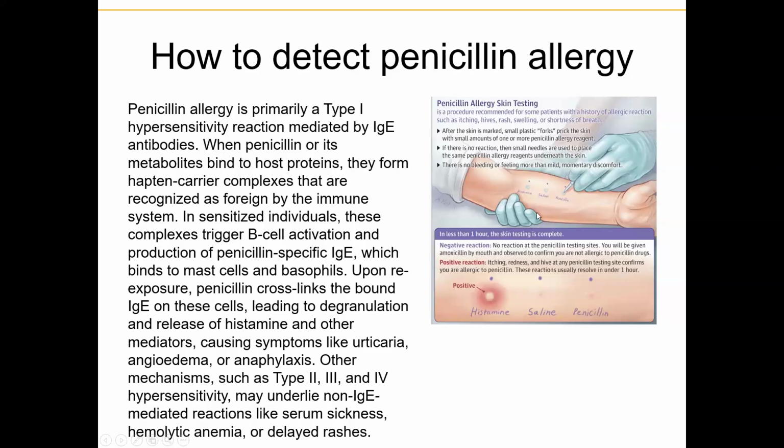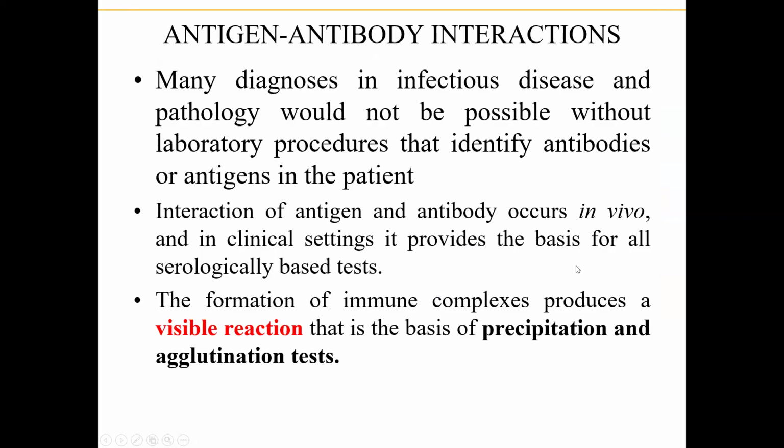So how to detect it? We put penicillin byproducts, the major component, penicilloyl. Then we put saline as a negative control and histamine as a positive control, and we allow them to react for a certain time. And here it is negative. Histamine, yes, is the positive control reaction, but for penicillin, this patient is not a sensitized person, so it is negative. If it is a sensitized person, there is a reaction.